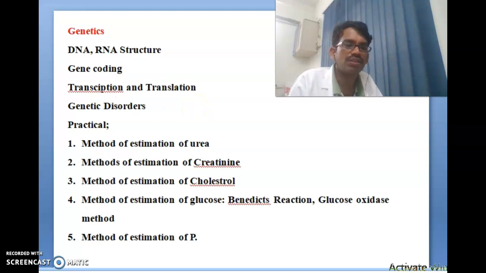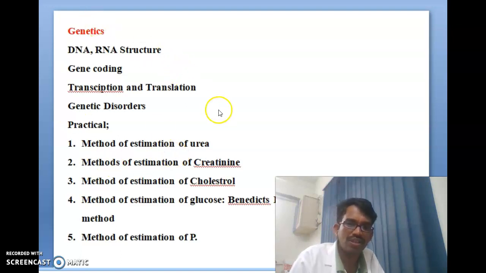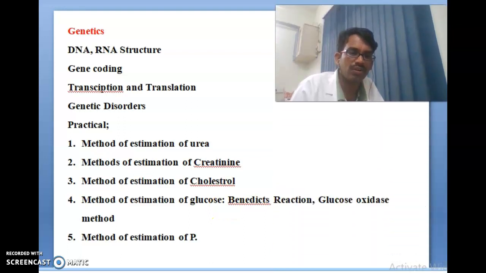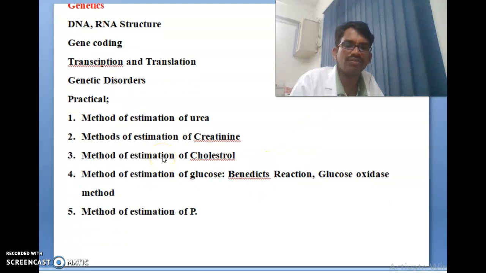Another chapter is genetics. What are DNA and RNA structures? DNA and RNA are nucleic acids, deoxyribonucleic acid, and gene coding is also learned in the biochemistry subject, along with transcription, translation, and genetic disorders. The very important practicals are the methods of estimation of urea, creatinine, cholesterol, glucose with the Benedict's reaction and glucose oxidase methods, and phosphorus. These are the practicals of the biochemistry subject.